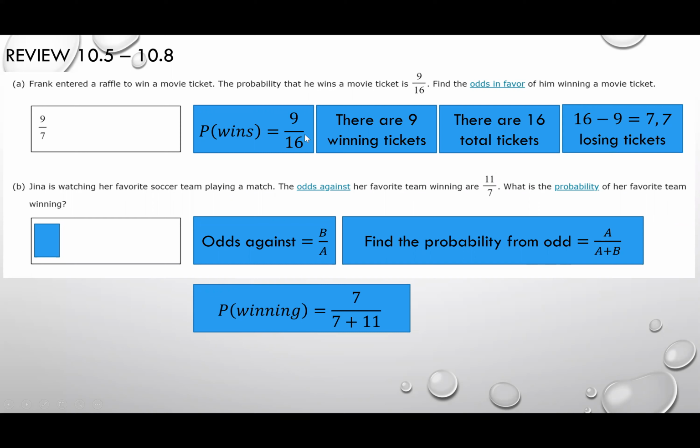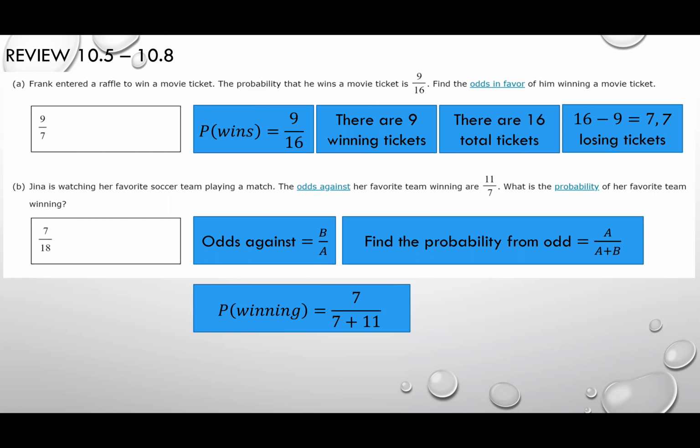So this thing here, right? How do I find this probability? I have A, which is the 9, over 7 plus 9, which is 16 that I have up here. But again, this item right here, we have 7 over 18. So if they give you the odd, you have to ask yourself: if they give you the odd in favor, it will be A over B. But in this case, they give you the odd against, so it will be B over A.